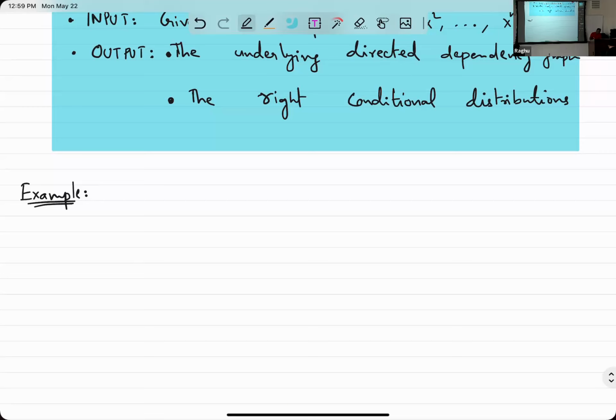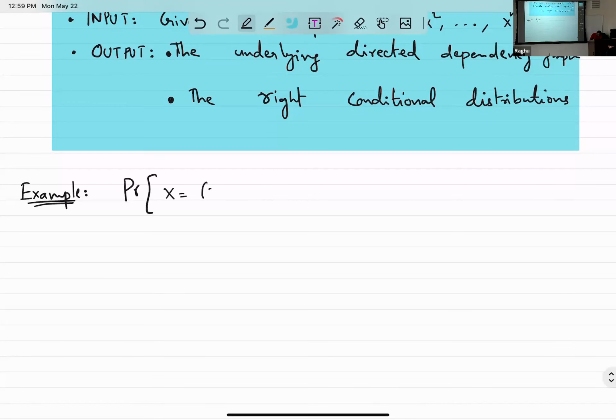For instance, let's first start with something numerical, kind of an equation, and then draw it as a graph. By the chain rule of probability, I can break up any distribution as something like this.